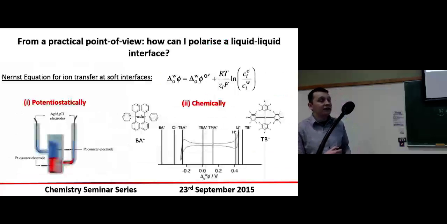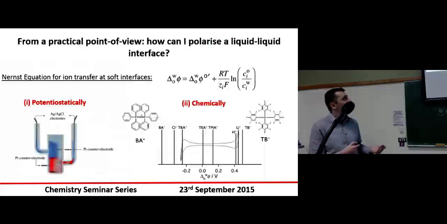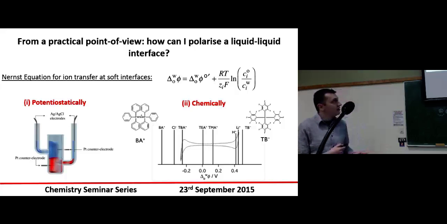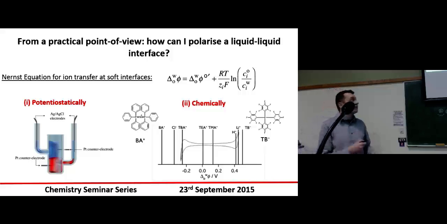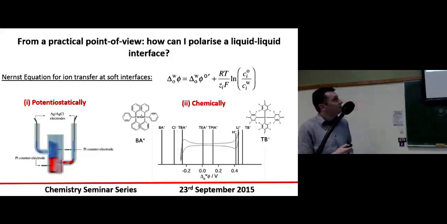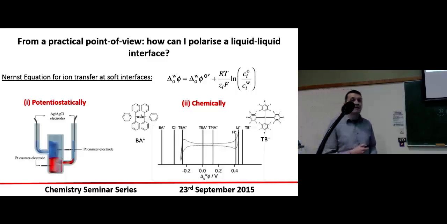So practically, how do I do that? How can I polarize the liquid-liquid interface? How can I make that aqueous phase more positive relative to that oil phase? Or the opposite, I can make the aqueous phase more negative relative to that oil phase. So there's a very important equation in electrochemistry called the Nernst equation, and a form of it exists that can be applied to liquid-liquid interfaces.